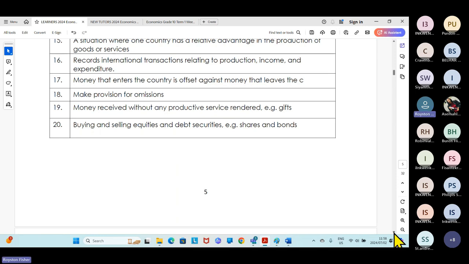Number 16, records international transactions relating to production, income, and expenditure. For Santa Kral and Buren says current account. And St. Andrews says current account. And you're all correct. Well done.